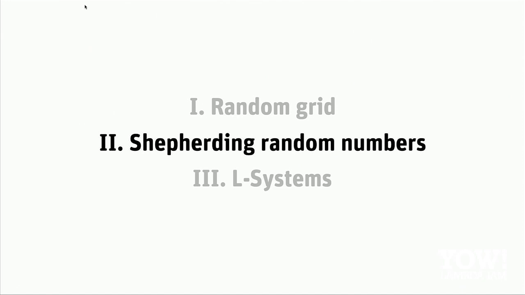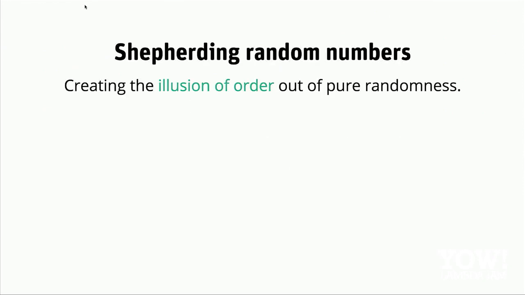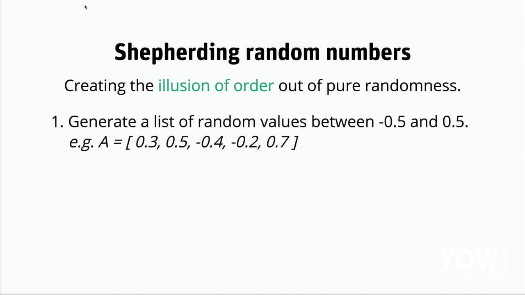So what do I mean by shepherding random numbers, or at least by the guy who coined it, what does he mean by shepherding random numbers? It's really a way to create the illusion of order out of pure random stuff. So if you want to work with pure randomness, as in you don't have a basis of data to work from, you're not working with real-world data, there's no universality, there's no sort of pattern, how do you make things that look like it's got pattern? Well, you can do this.